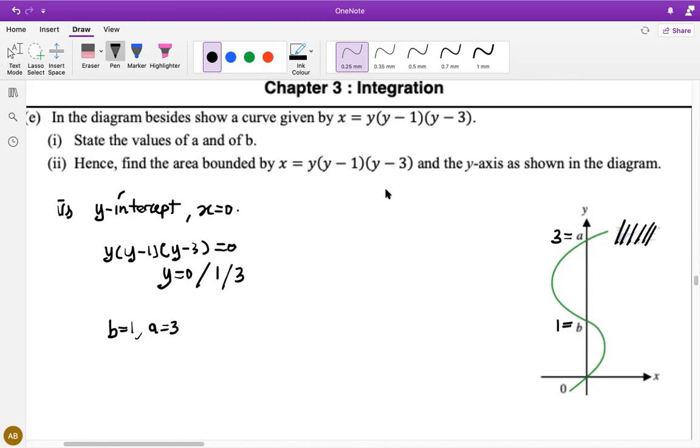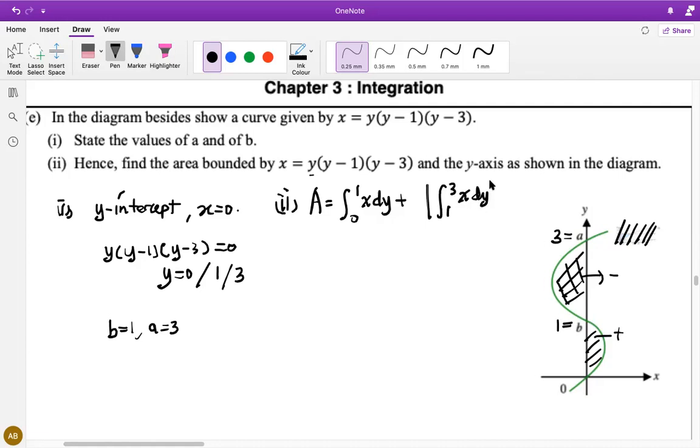Okay, so find the area bounded by x equal to y times y minus 1 times y minus 3. So meaning that we want to find the area from 0 to B, right? This area. So remember, this is positive, this is negative. So the area is from 0 to 1 x dy, and then you plus modulus from 1 to 3 x dy. Okay, so this one you expand, so you get y cubed minus 4y squared plus 3y dy. So how to get? You try by yourself. You go and multiply.